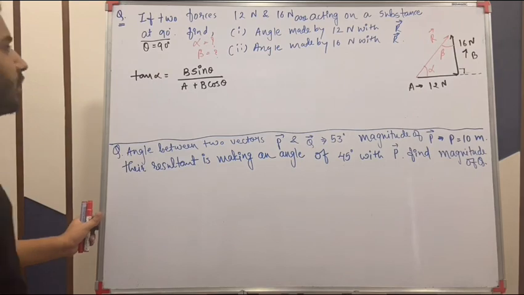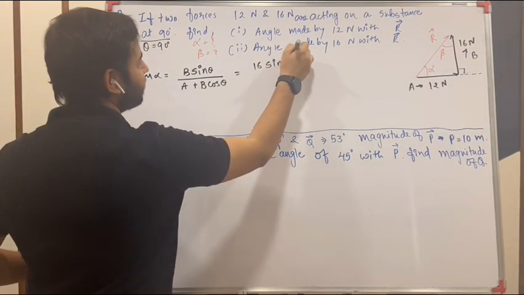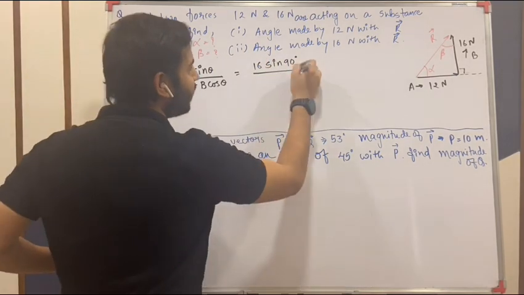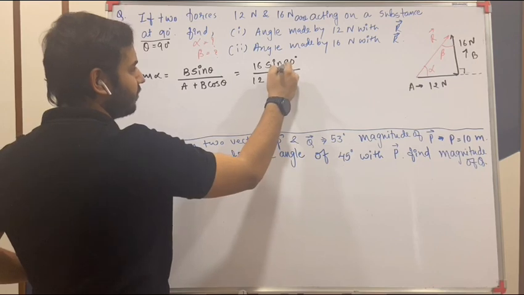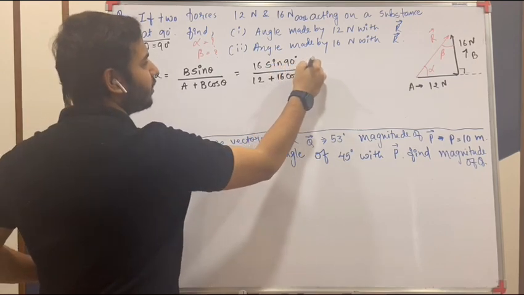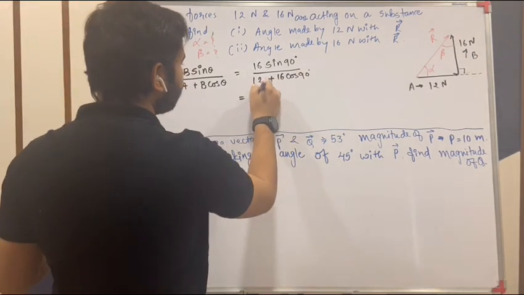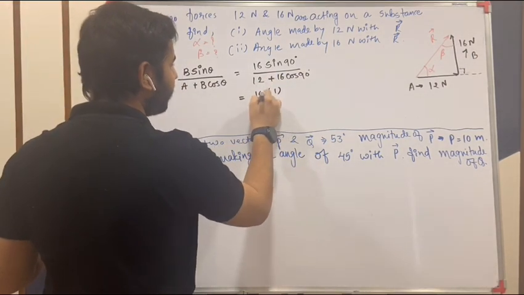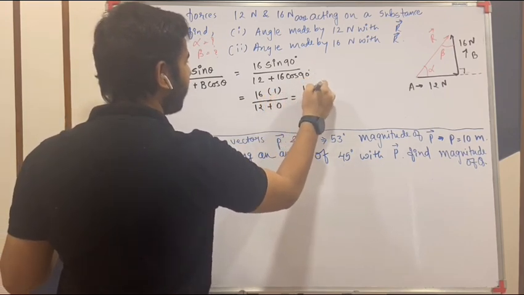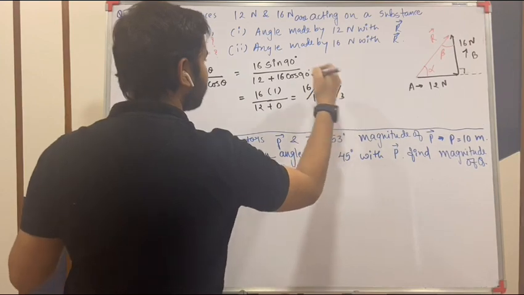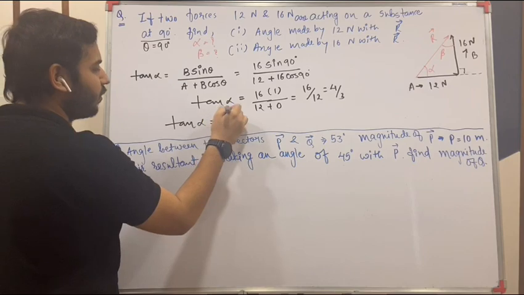Okay. Now B is 16, so 16 sin 90 upon A, which is 12, plus B, 16, cos 90. Again, you must know cos 90 is 0. So the answer is 16 sin 90, which is 1, upon 12 plus 0, which is 16 by 12, 4 by 3. The value of tan alpha is 4 by 3.